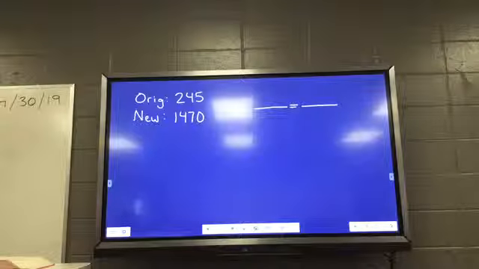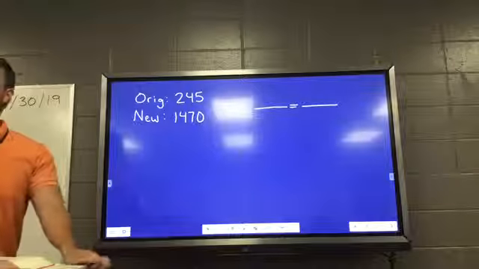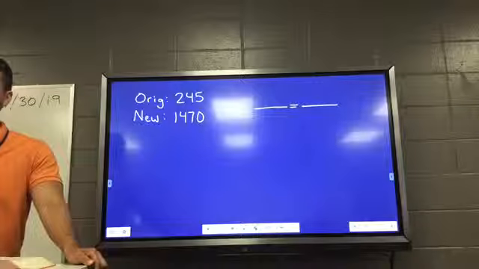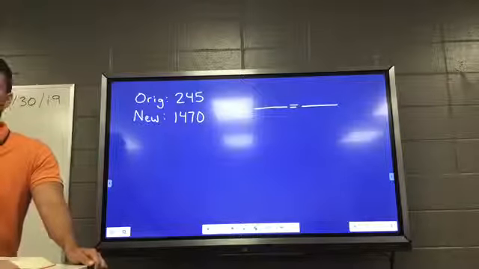Okay, how about this? Is it an increase or decrease? Because from the original to the new, you go up, right? Is it a small increase or a large increase? It's a large increase, and your answer should reflect that. If your answer doesn't reflect that, then you should question, wait, I thought it was large.